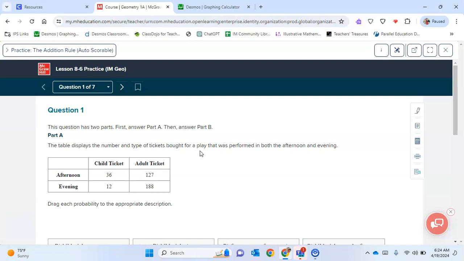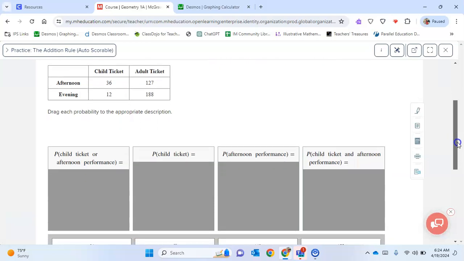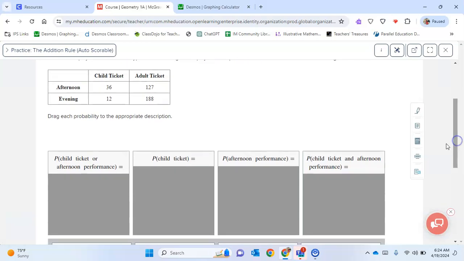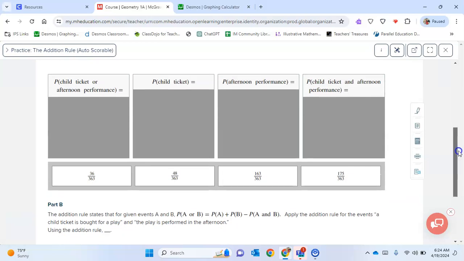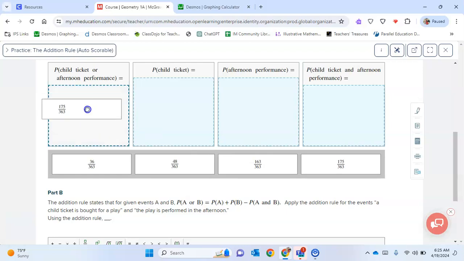The table displays the number and type of tickets bought for a play that was performed in both the afternoon and evening. Drag each probability to the appropriate description. Probability that it is a child ticket or afternoon performance. If it's a child ticket, that would be 36 plus 12, 48. And to add to that, the afternoon performance, again, we wouldn't add the 36 again, we would add 127, so 48 plus 127 is 175 over 363.